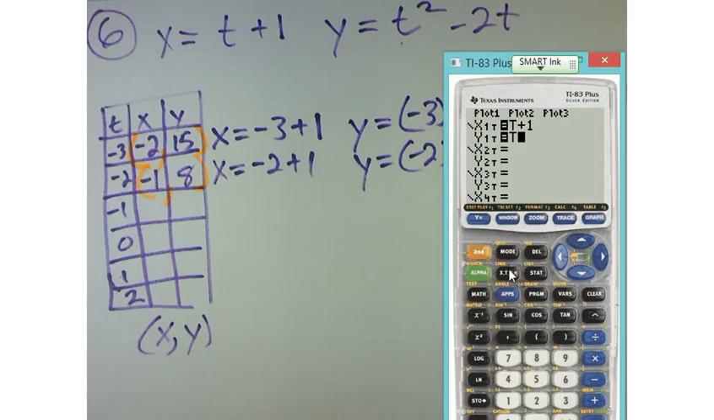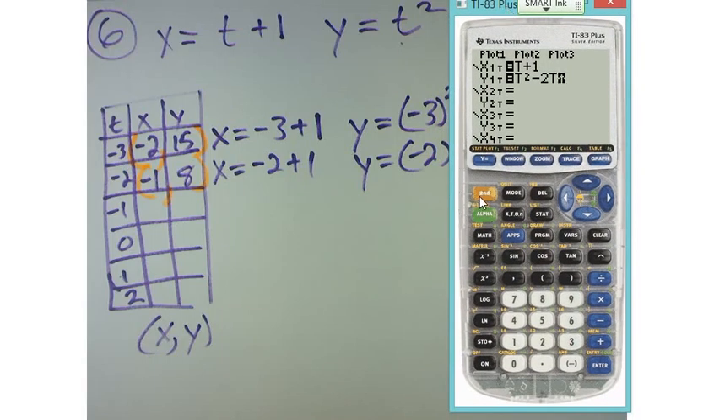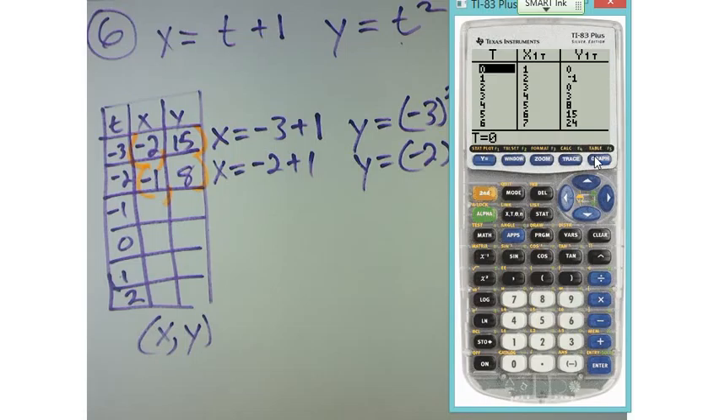T squared minus 2t, alright. Now, if I wanted to finish the table of values, I click on second graph, and here's my table of values.